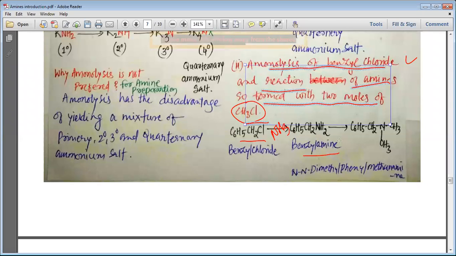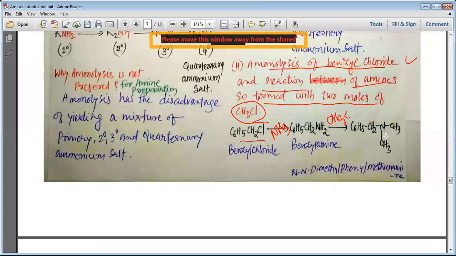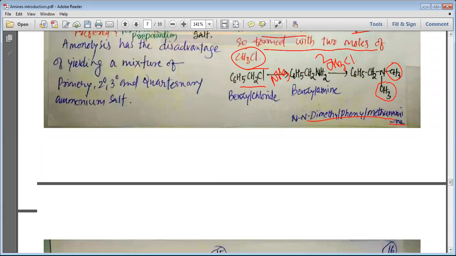This benzylamine, my dear students, when it reacts with 2 moles of CH3Cl, finally we get N,N-dimethyl phenyl methanamine. So N,N-dimethyl phenyl methanamine is the product that we get.